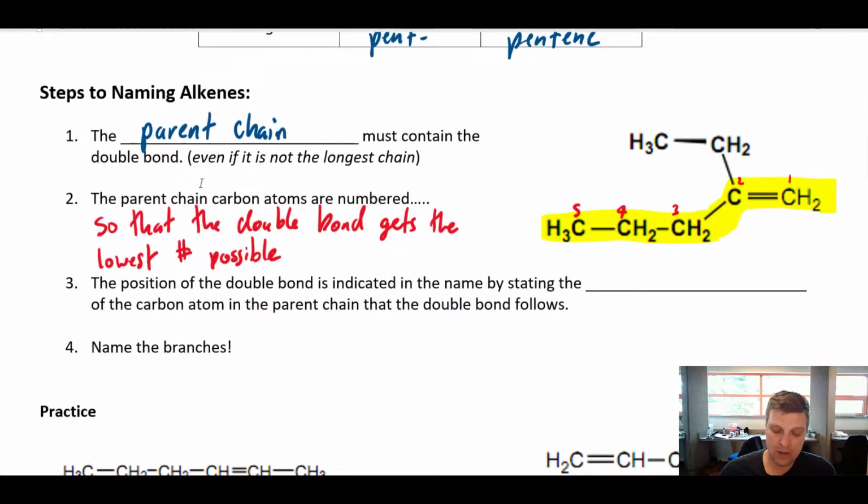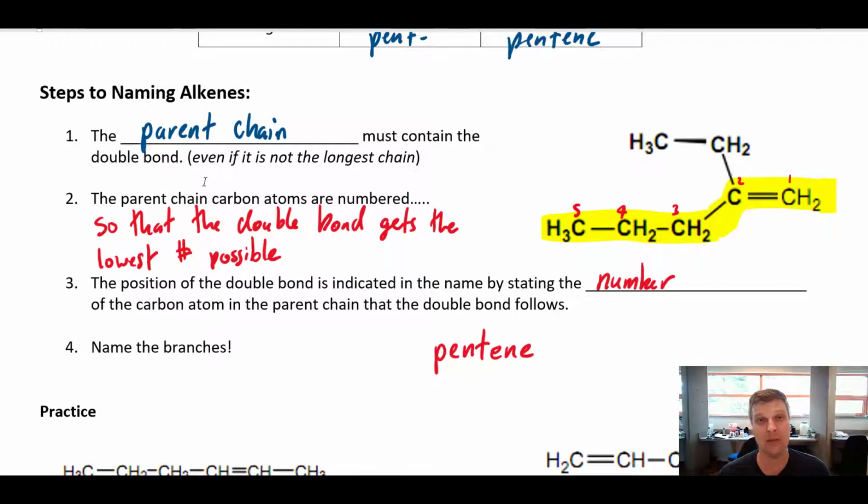So the position of the double bond is indicated in the name by stating the number of the first carbon in the parent chain that the double bond follows. And then after that, we're going to name our branches. So just taking a look at this right here, my parent chain is 1, 2, 3, 4, 5 carbons long. It has a double bond in it. So 5 carbons means it's going to be pent. It's got a double bond, so it's pentene.